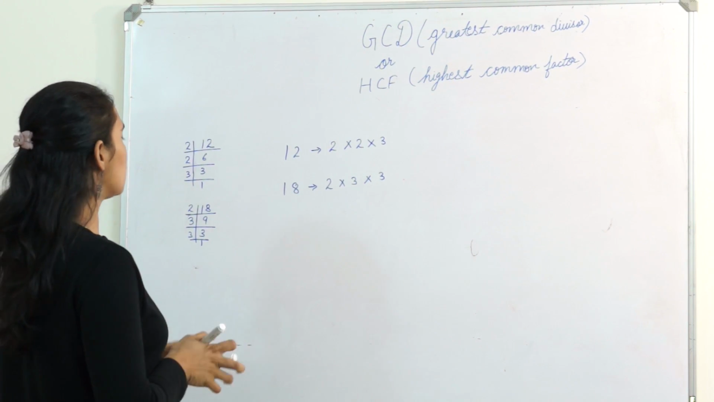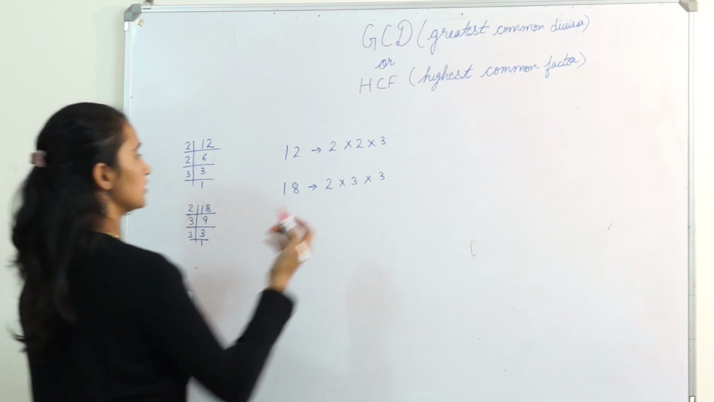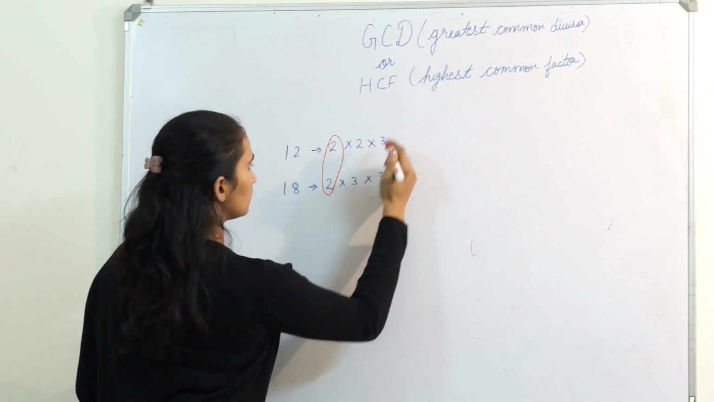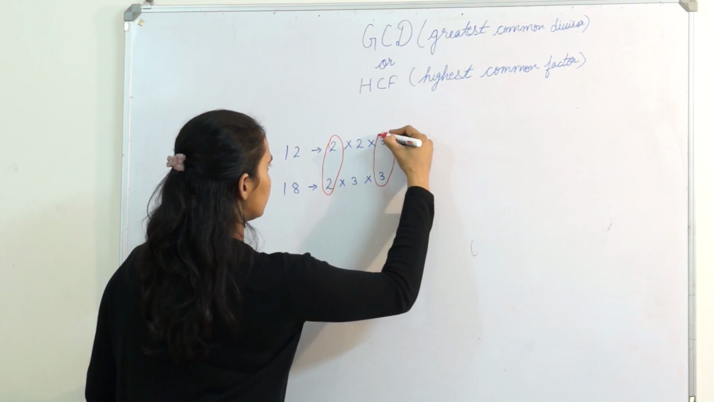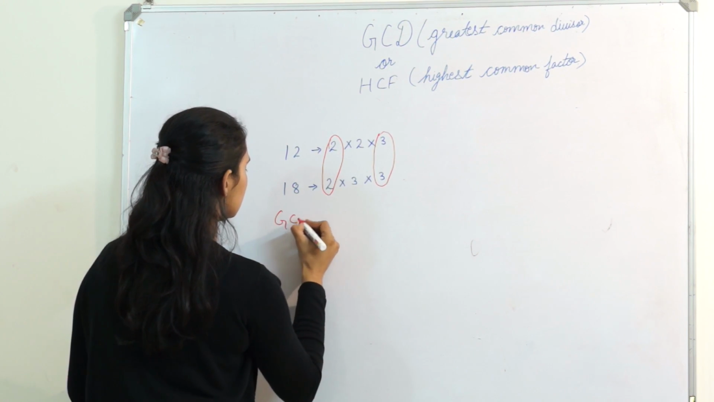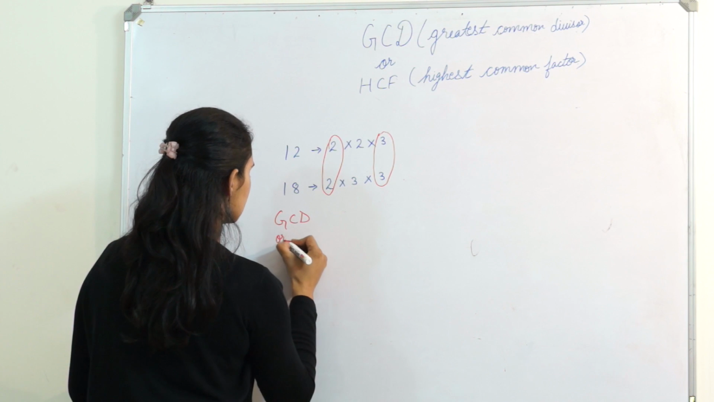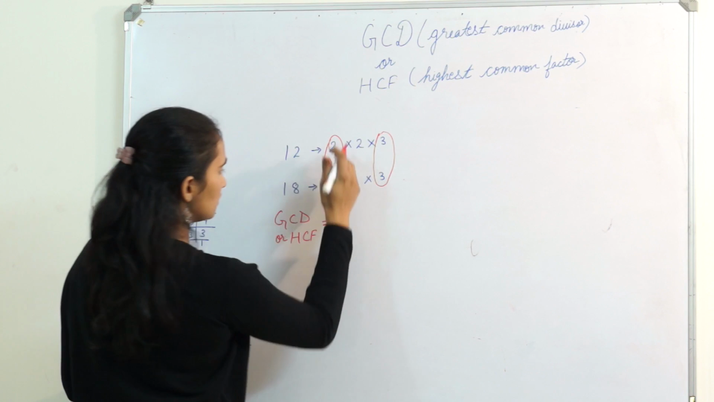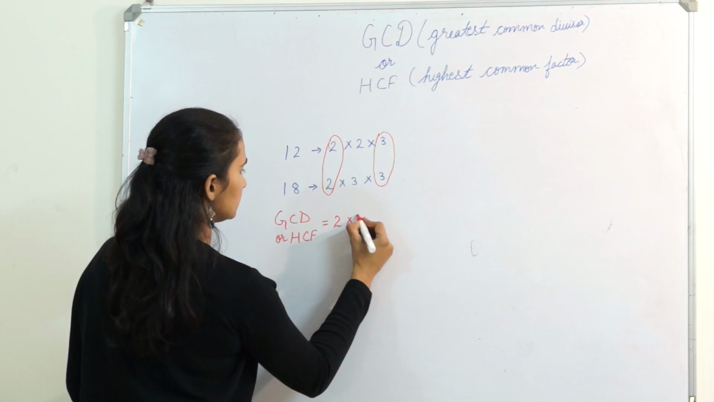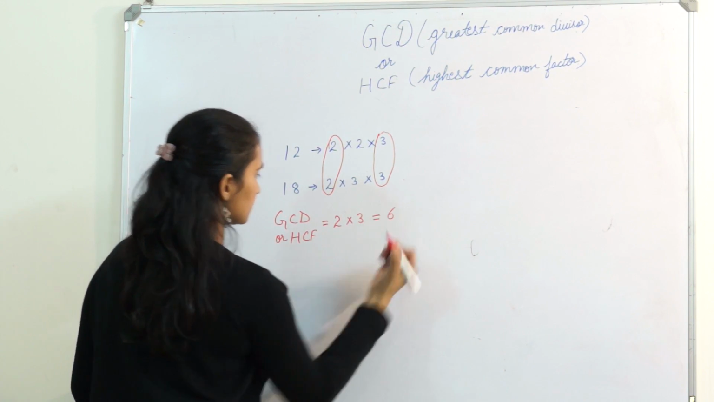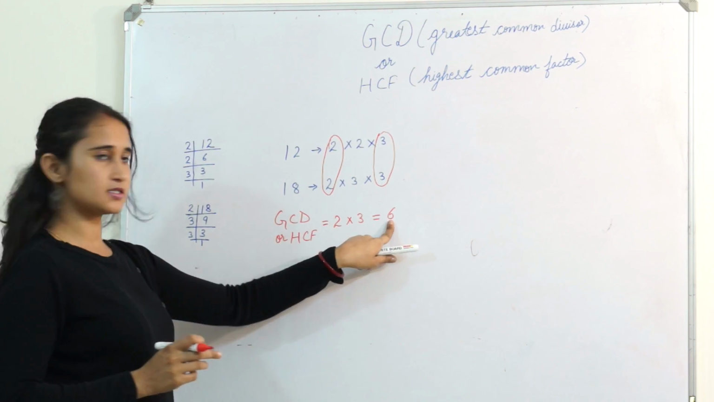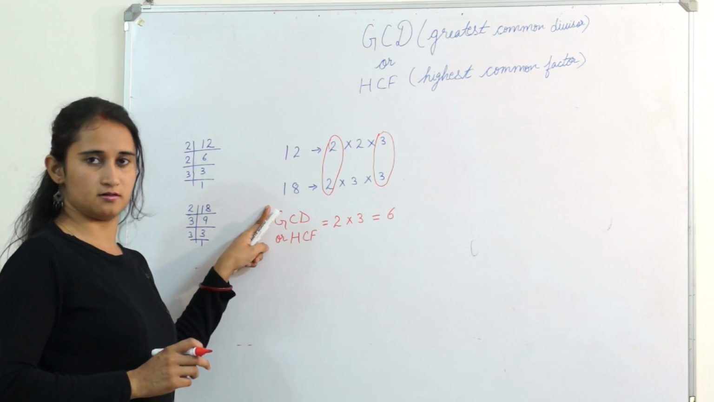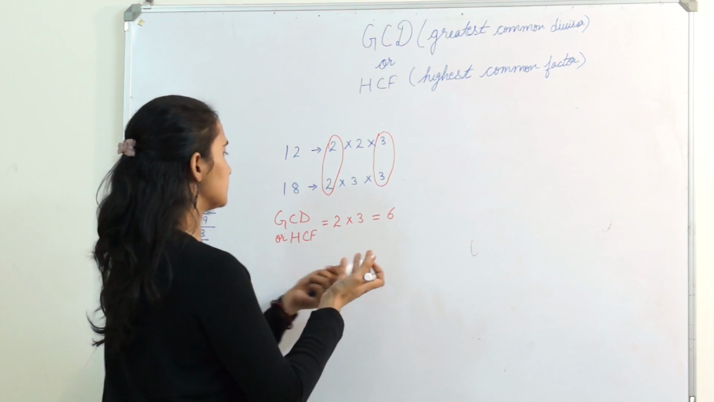Now what are the common numbers here? Common factors. This 2 is common, so I am circling it. Then again 3 is common, so let's circle 3. Now we will find the GCD, greatest common divisor, or you can say HCF also, highest common factor. 2 and 3. So 2 3s are 6. So 6 is the greatest number that divides 12 as well as 18. So my answer is 6.